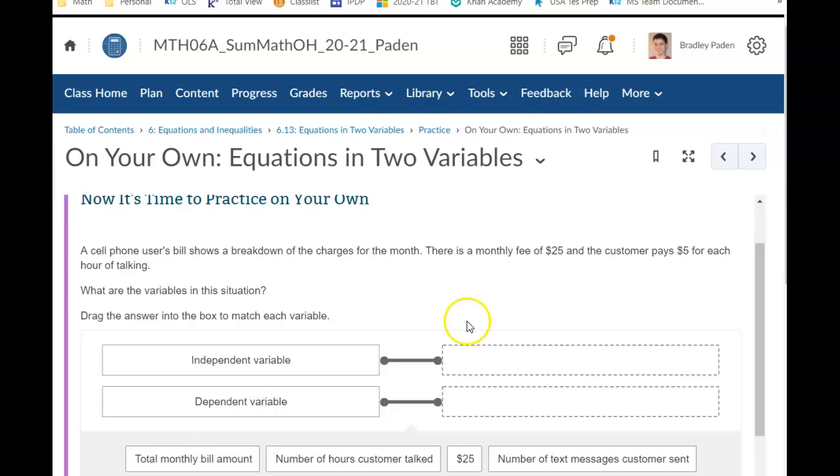I'm going to be working through the 6.13 equations in two variables on your own section. So let me flip the camera around here. Okay, so we're in the on your own section in the practice part of the 6.13 lesson.